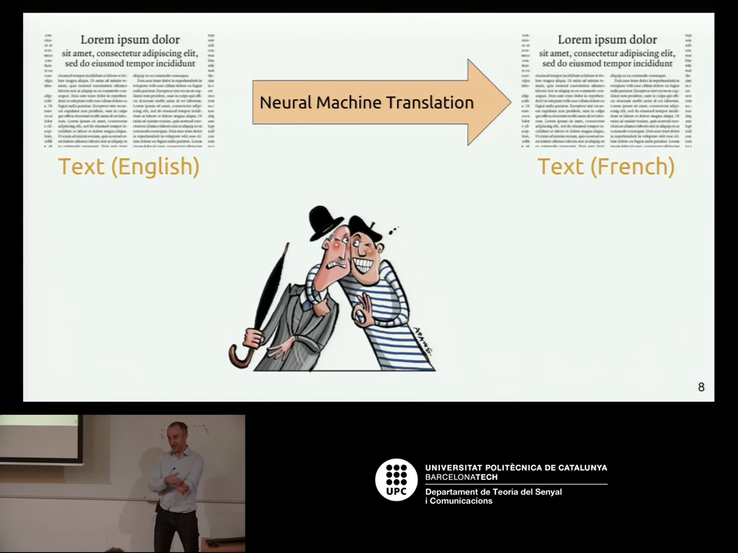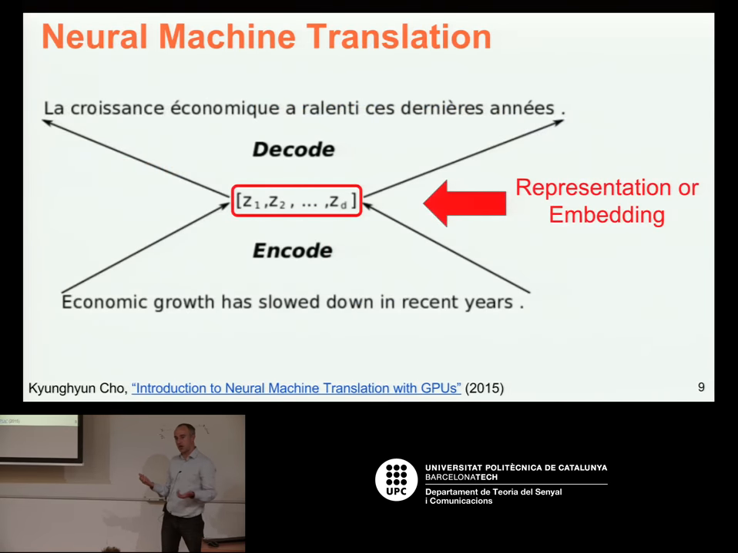Let me do it in a nutshell, because you already had the talk. You go from one language to another, let's say from English to French. What you need to do is train a network that will first encode your source language into some embedding, some representation. And then you need another network that should decode it. You go from this embedding to a target language. And if you do that, you will solve neural machine translation.